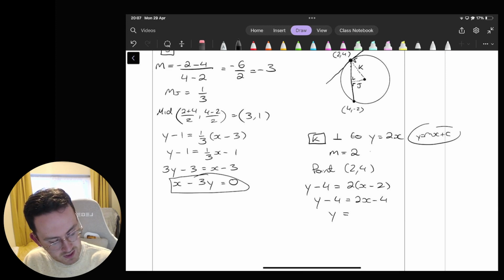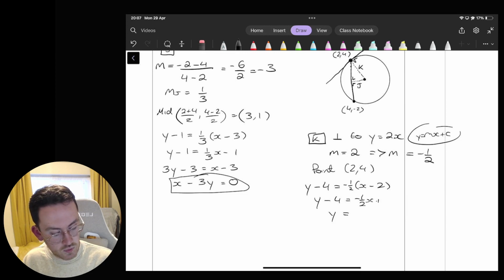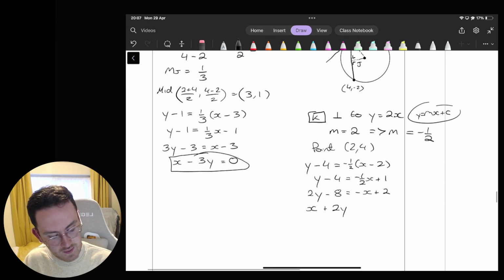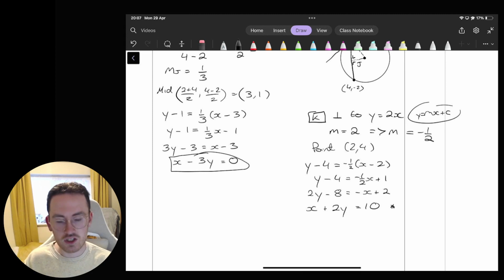It has to be perpendicular, which I forgot to take. So that's minus half here, which of course is going to change our answer. You can see it's very easy to go too quickly with some of these questions, which I am very prone to. So 2y minus 8 equals minus x plus 2. This is looking a bit more like something that I was expecting. x plus 2y is equal to 10. Okay, so that's my second equation of the line here.